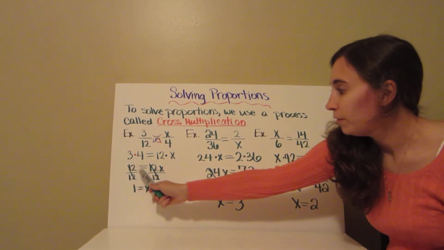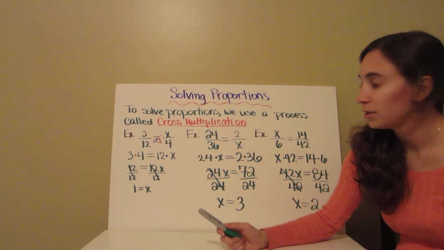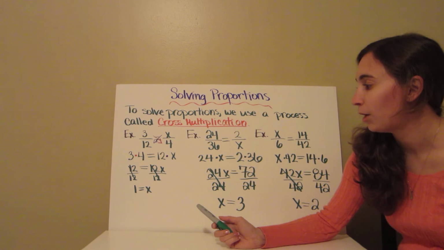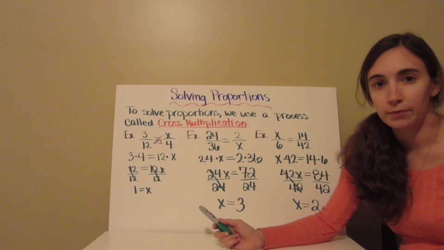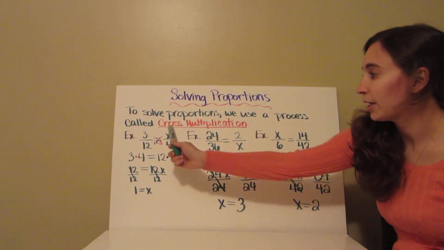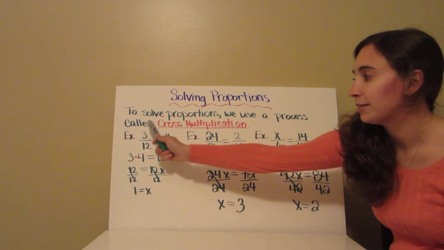This gives us 12 equals 12x. To finish solving, we divide both sides by 12, so x is equal to 1. And we can check this by checking that 1/4 is the same as 3/12.